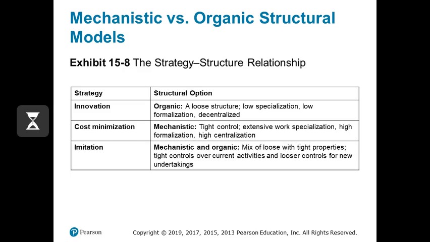If we're focused on cost minimization, however, a mechanistic model works very well because we have tight control, there's work specialization, formalization, high centralization, and all of these things support minimizing our costs because they create efficiencies. If we have a more imitation strategy, this is kind of a mix of loose and tight properties. So a mechanistic and organic blend tends to work well for this type of strategy.